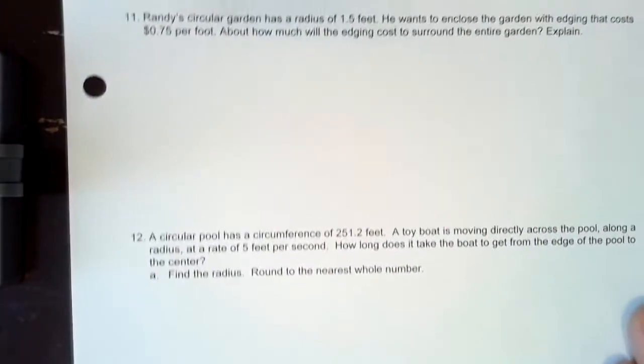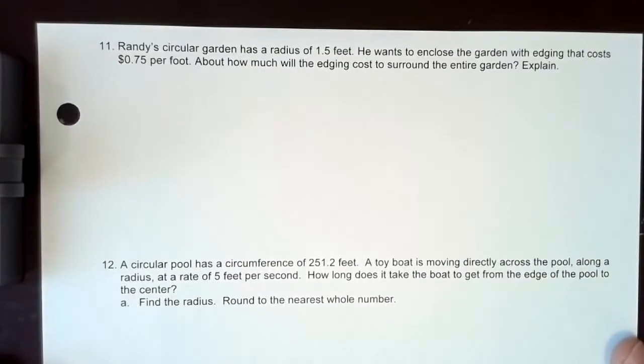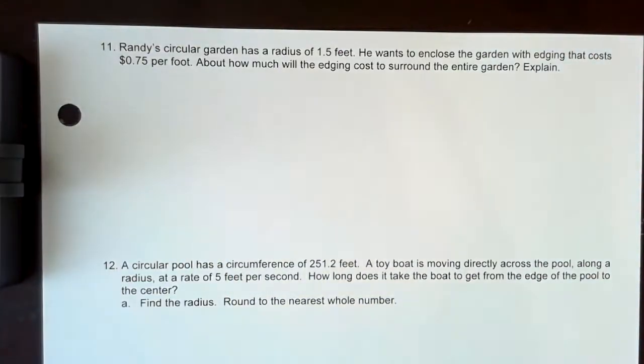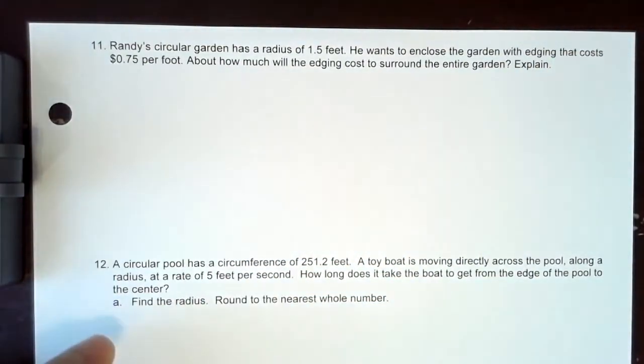Okay, so we have 3 word problems here, or maybe 2 word problems. Let's start. It says, Randy's circular garden has a radius of 1.5 feet. He wants to enclose the garden with edging that costs 75 cents per foot. About how much will the edging cost to surround the entire garden?